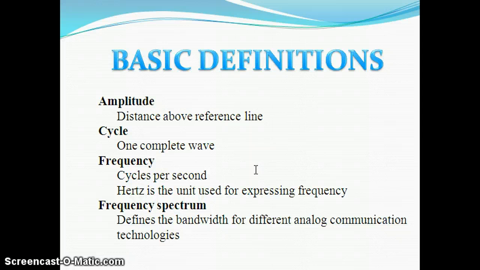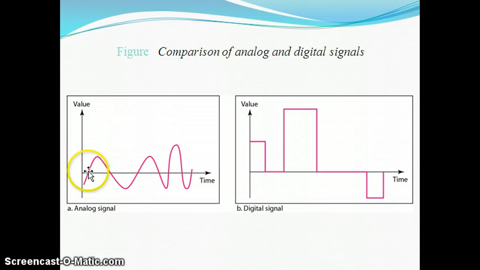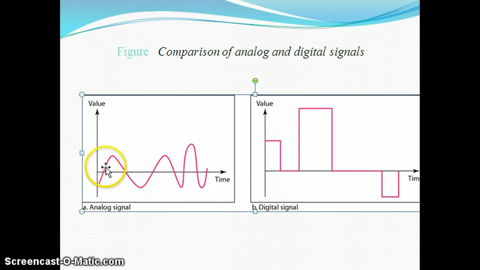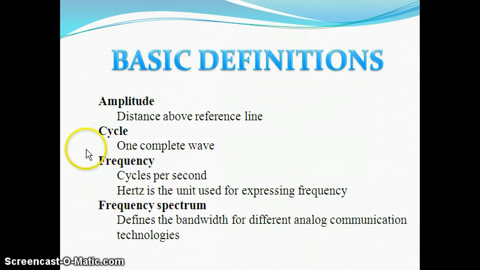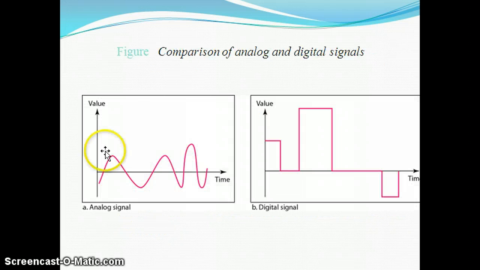So what is amplitude? The amplitude is nothing but the distance above the reference line. In this line, this is called the amplitude, that is the distance above your reference line. So what is one cycle? It is one complete wave. We call one complete wave a cycle.